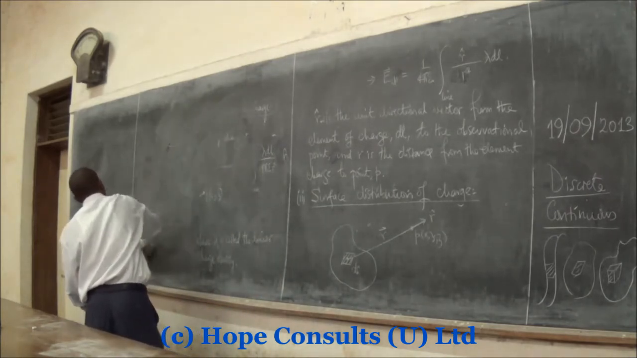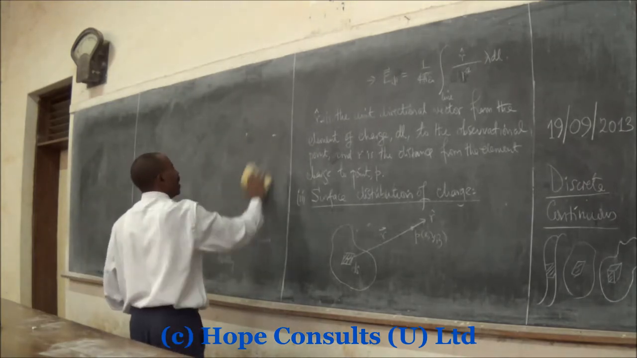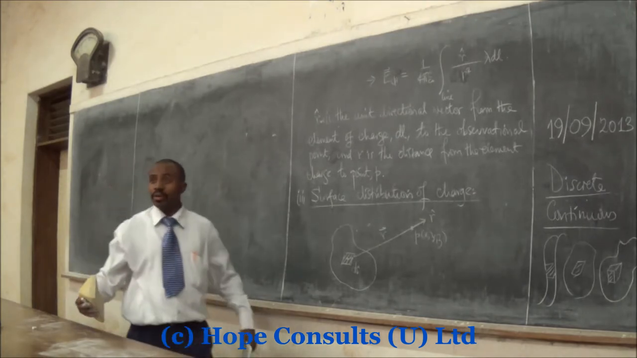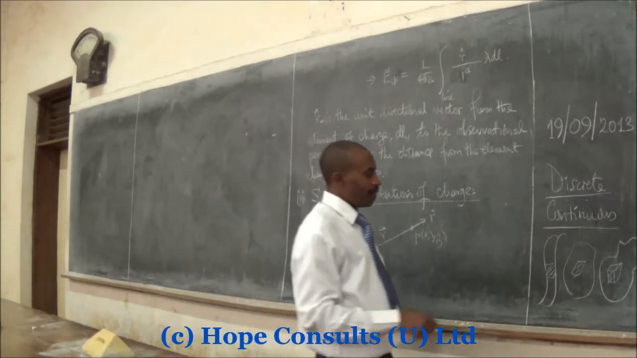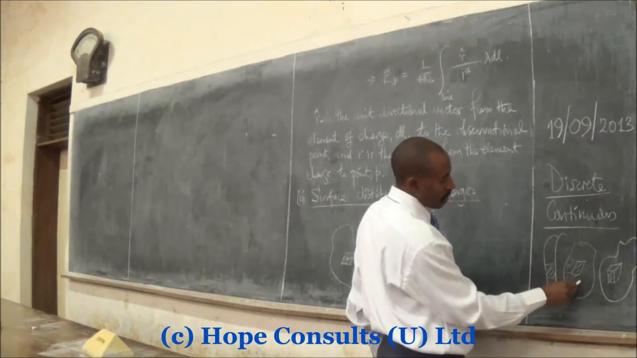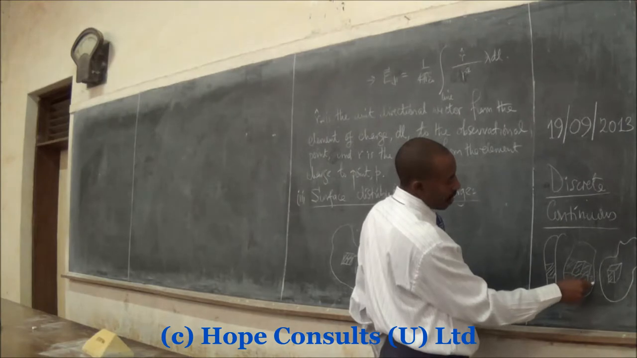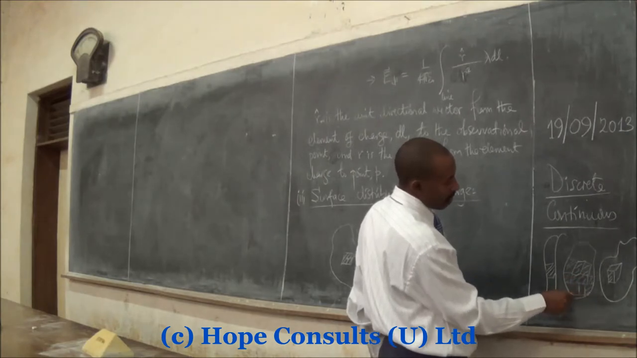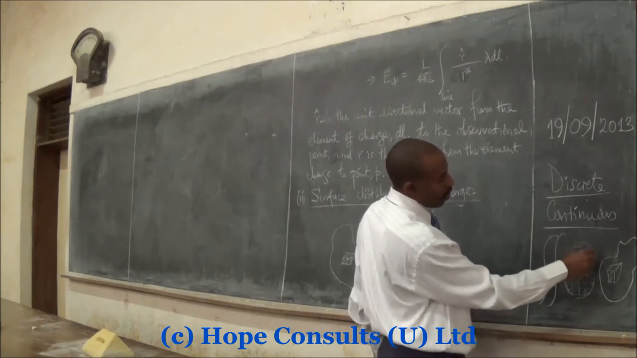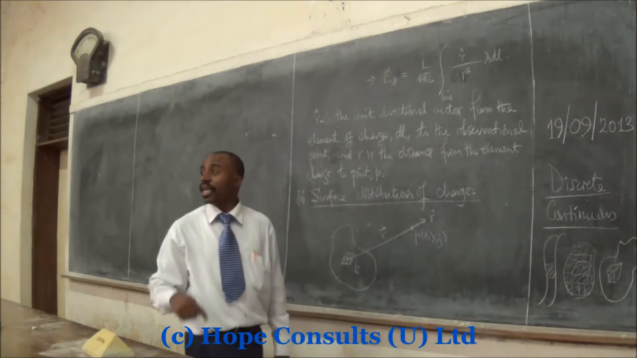So we can find the electric field intensity due to the element of charge, and when we integrate it, we get the total. If we take this whole surface, with a bunch of such elements, then by integration we can find the total field due to the surface.